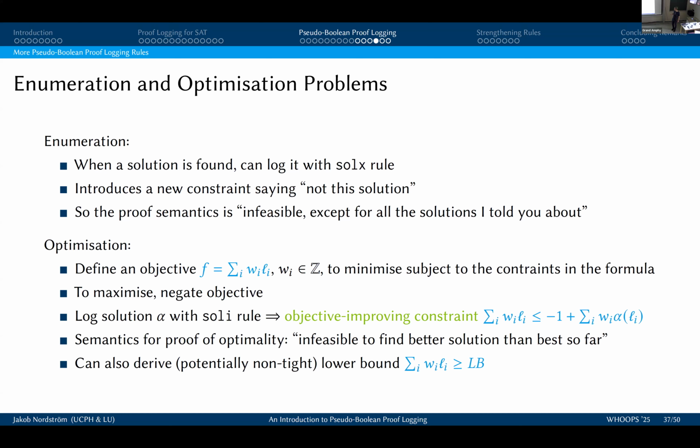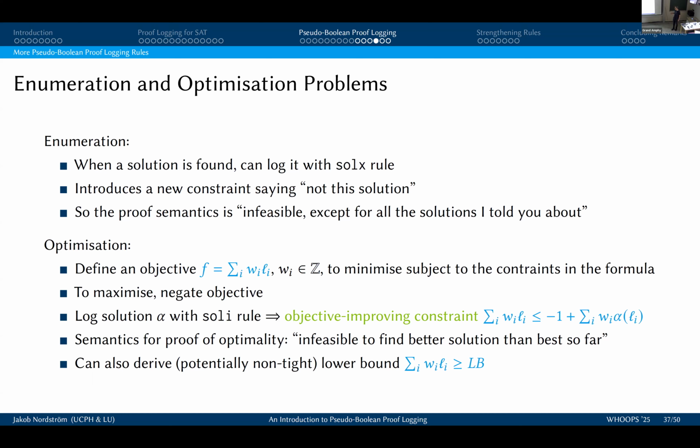For an optimization problem, we can deal with a linear objective, which is a linear integer form over literals that we minimize, subject to constraints in the formula. If you want a maximization problem, just negate the objective. And now there is another rule for finding solutions, where you check that alpha is a solution, and if it is, then you get a so-called objective improving constraint that says, from now on, give me strictly better solutions.